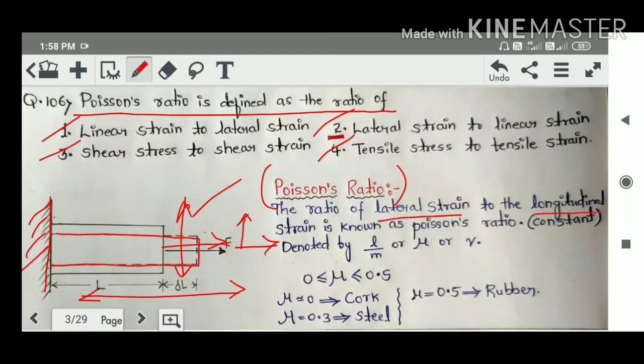Okay friends, it is a constant value for different materials, and it is denoted by 1/m or mu or nu. The value of Poisson's ratio varies from 0 to 0.5, and here I have written some values of Poisson's ratio for different materials. For cork it is 0, for steel it is 0.3, for rubber it is 0.5. So the correct option for this question is option number 2. It is the ratio of lateral strain to linear strain.